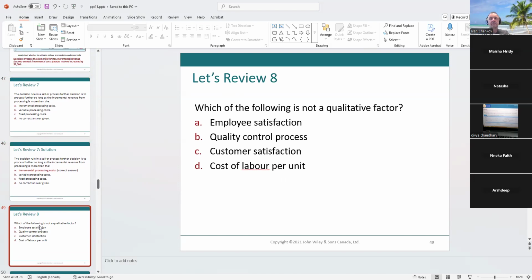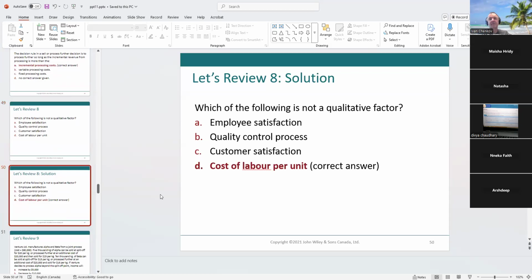Cost of labor per unit. D. So what's the qualitative factor? And what's the opposite? Quantitative is measured in numbers. Qualitative is not measured in numbers. So if you say quantitative, which one is measured by number? If you say qualitative, which one is not measured by number? So in this, D is the answer. So number D will be the correct answer.